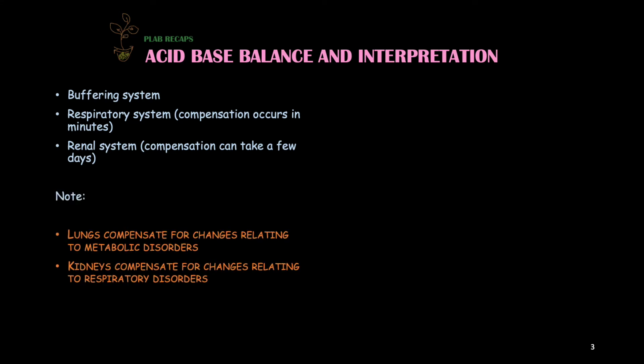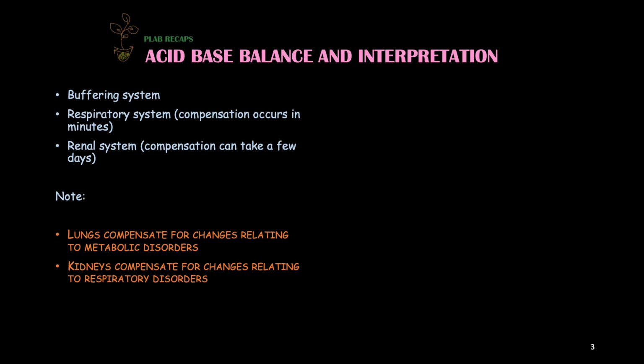Respiratory system activates and causes changes in pH within minutes through ventilation. It is especially useful to compensate for changes in pH related to metabolic disorders. Renal compensation, on the other hand, occurs at a much slower rate and is mostly useful to compensate for respiratory disorders, around 1 to 2 days for respiratory alkalosis and 3 to 5 days for respiratory acidosis, since changes in pH occur through excretion or conservation of hydrogen and bicarbonate ions.